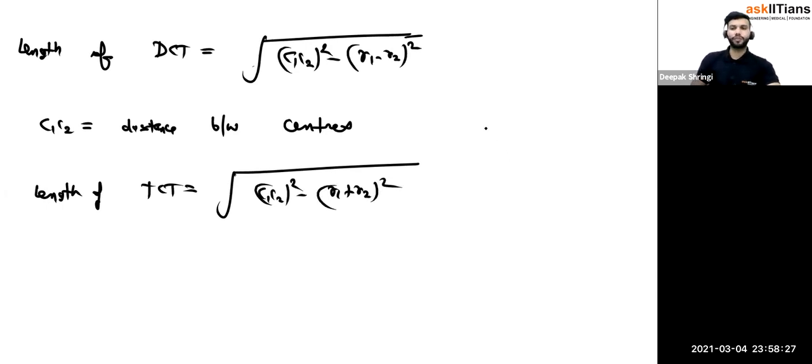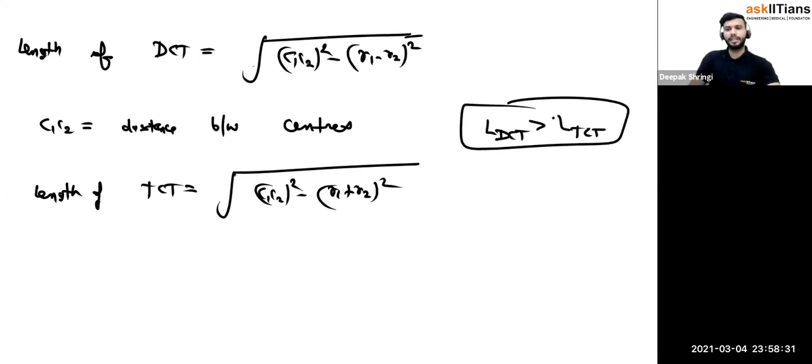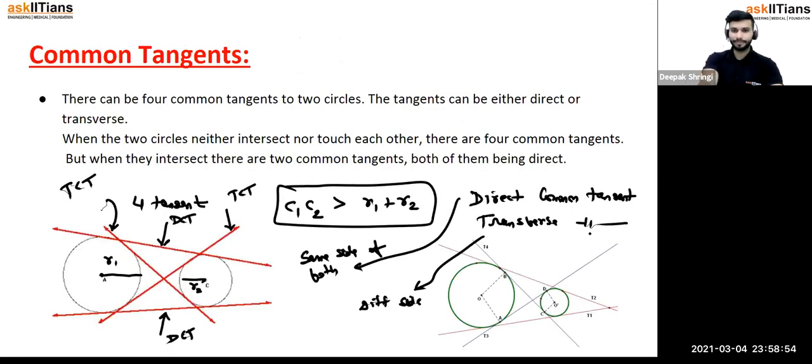And always the length of DCT is more than the length of TCT. You can see that in the DCT and the TCT, the difference is between R1 minus R2 and R1 plus R2 only, right? So in the DCT, whatever we are subtracting is a smaller number. In TCT, we are subtracting a larger number. When you subtract a larger number, you get a smaller value, right? That is the logic behind why the length of DCT is more than the length of TCT. Okay, fine. That was the four tangent case.